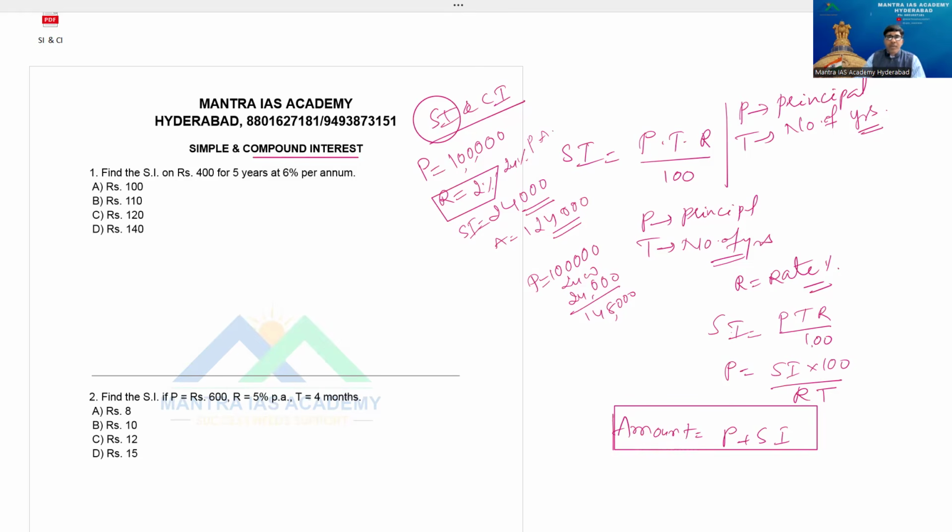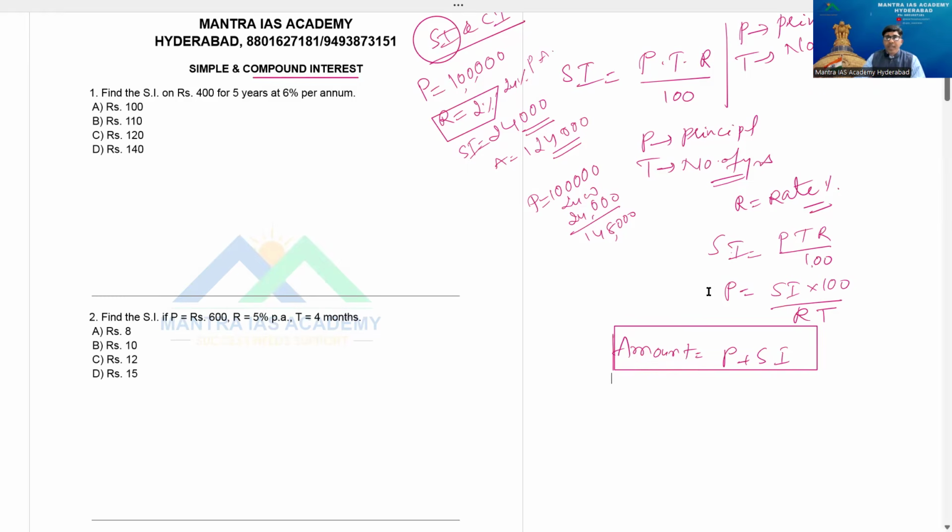Amount is equal to, what's the formula? Please take all these formulas first, then they start coming automatically. Amount is nothing but the principal and the interest upon it, the total. So A is equal to P plus I. If you want to find the principal using this formula, it is A minus SI. If you want to find simple interest, it is A minus P.